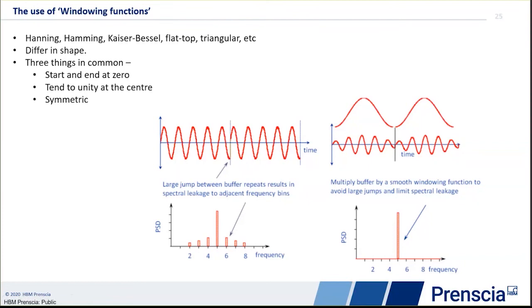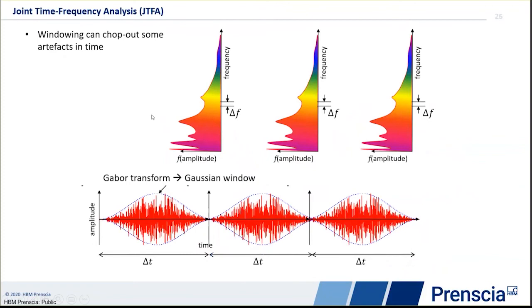Most of the time they differ in shape, but there are 3 things common in all the windowing functions. Their start and end become 0, they go to unity at the center of the signal, and they are symmetric in nature. By windowing, this can chop out some of the artifacts in the time frame when connecting the different buffers into the signal.